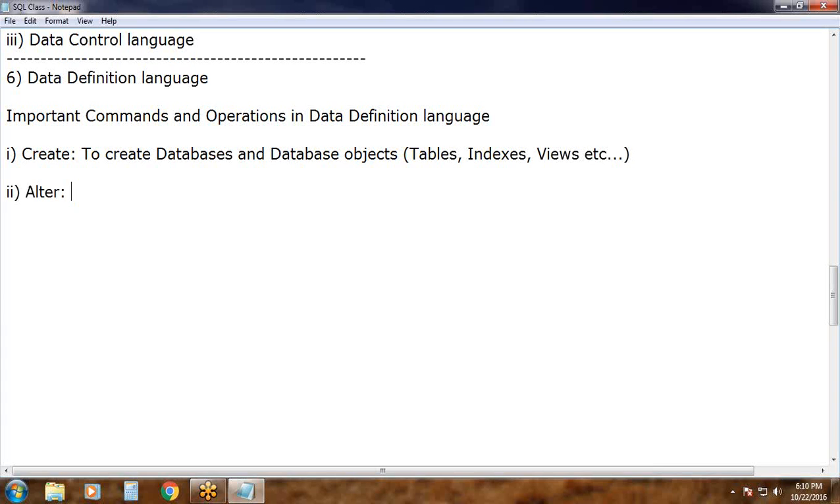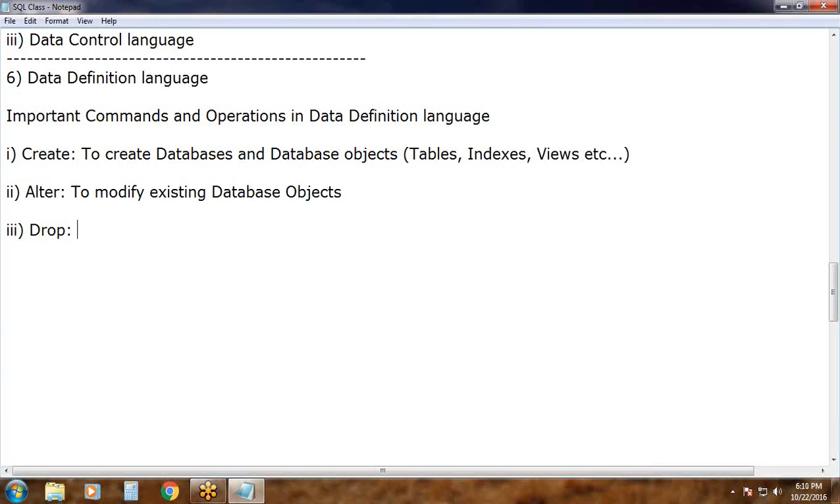Alter, to modify existing database objects. See, name also meaningful. Next, drop command. Drop, to drop databases and database objects.